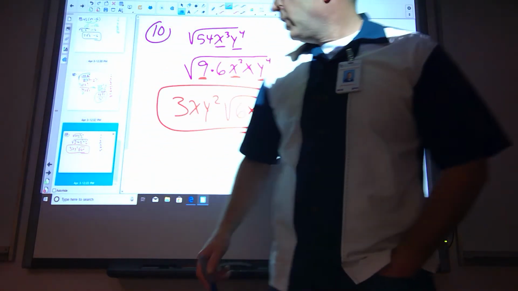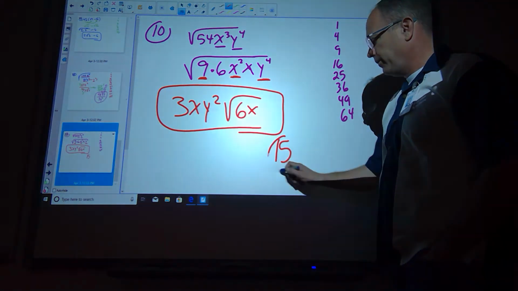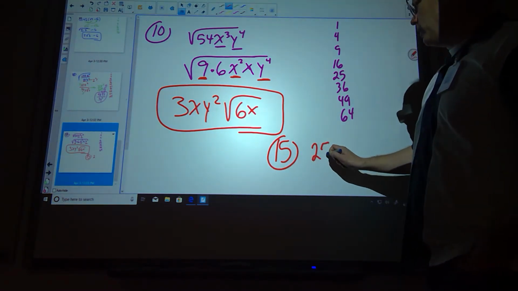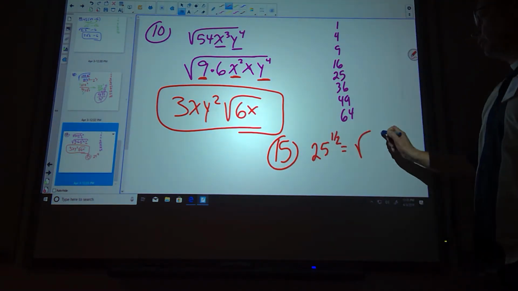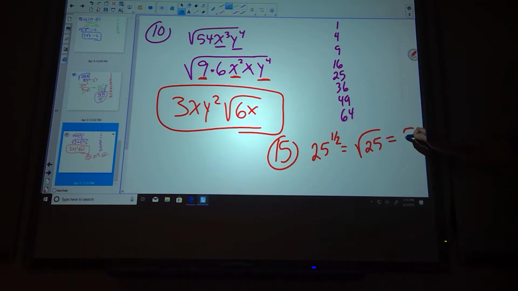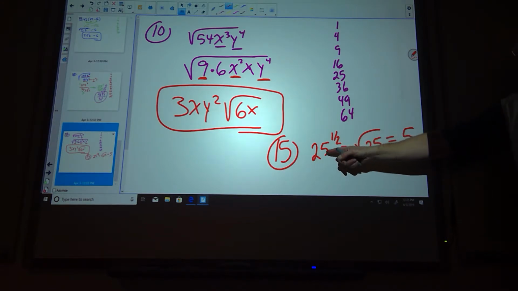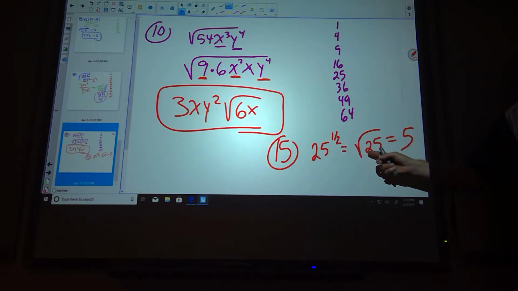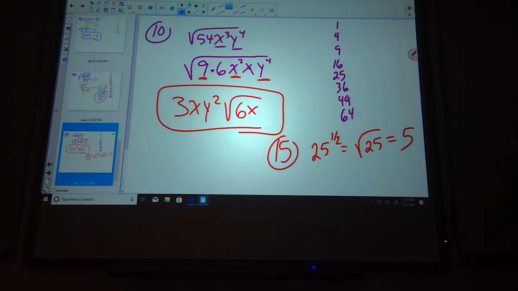I'll do number 15 right here. 25 to the 1/2 power is equal to the square root of 25, which is equal to 5. Is there anything else off that front page that you would like to? Yeah, 15? Oh, 15 right there. So if you have something to the 1/2 power, it's the same thing as the square root, which then you just get square root of 25. 13?